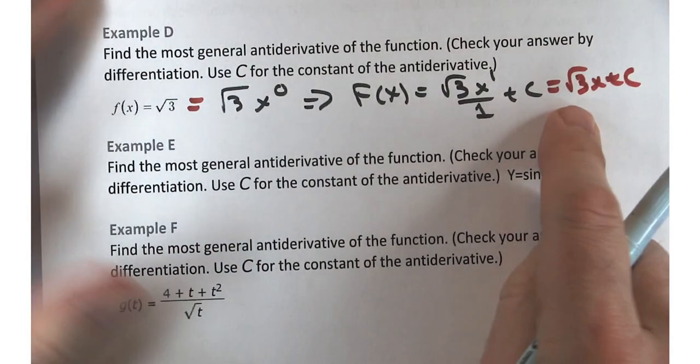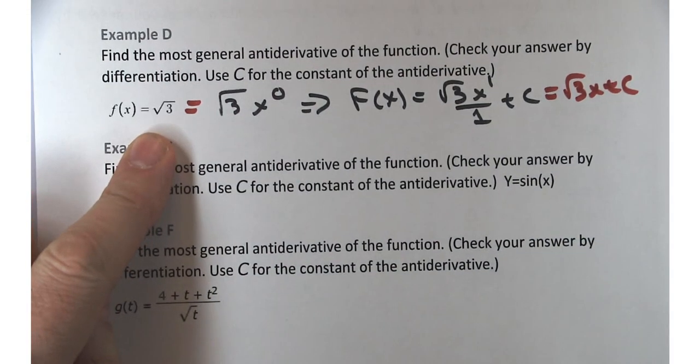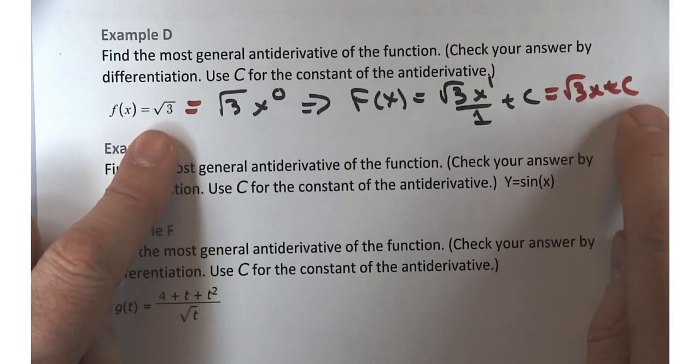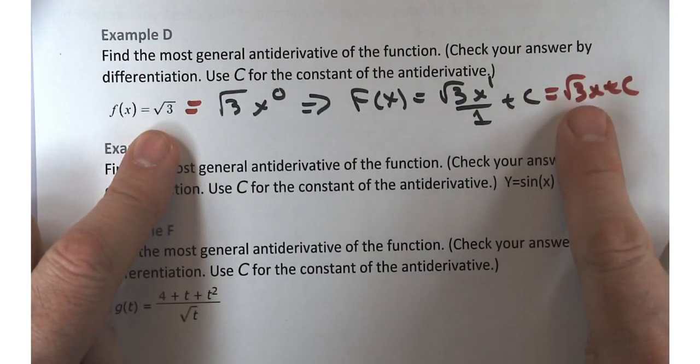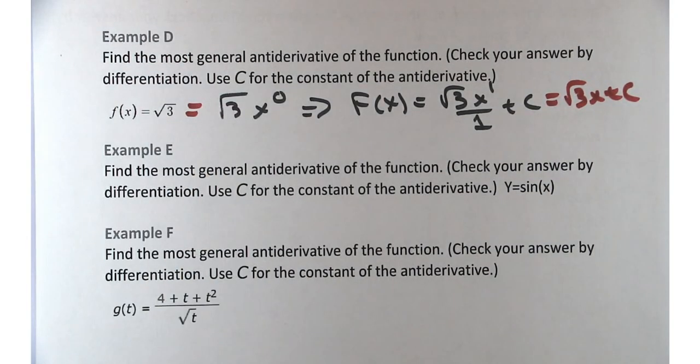But the point of this one is that all you really had was just a constant. And when you differentiate this function, the constant's going to go away. Derivative of x is 1, so you're just going to be left with square root of 3. So it wasn't meant to be really hard.